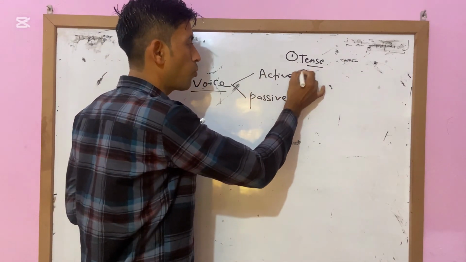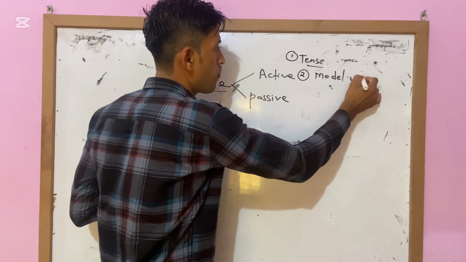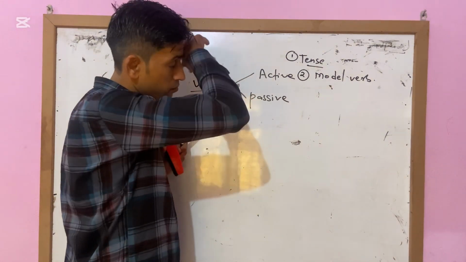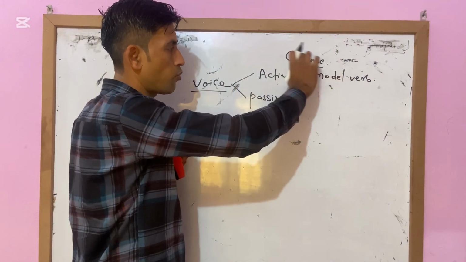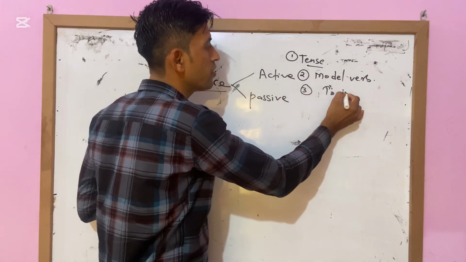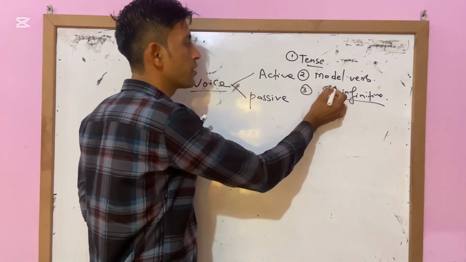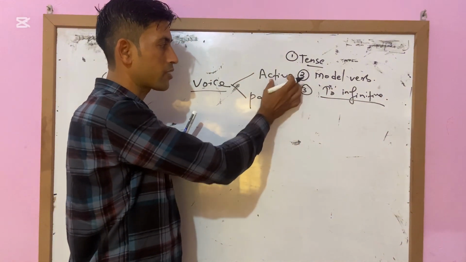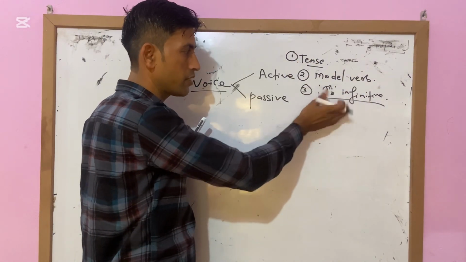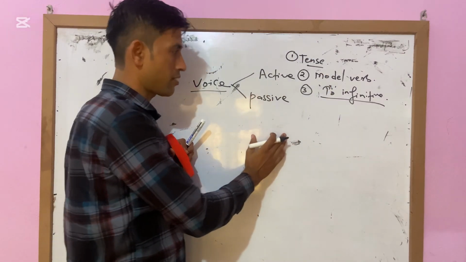Next one is modal verb. If there is a given modal verb, then we can change active to passive. In a tense also active voice, modal verb also active voice, right? Another one is to infinitive. If there is a given to infinitive, then we change active to passive. These are also active voice. How can we change them into the passive voice?